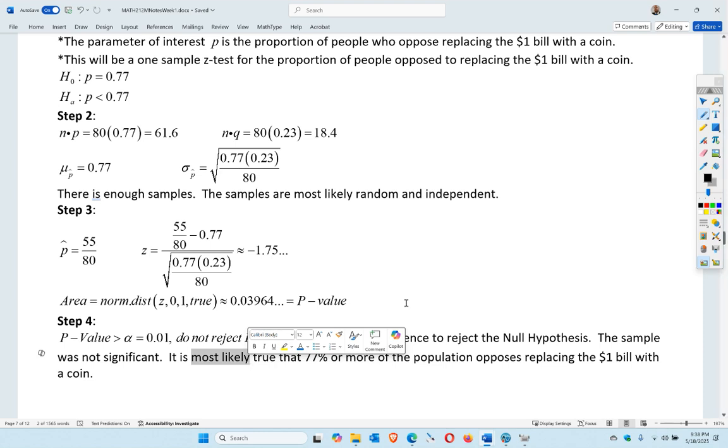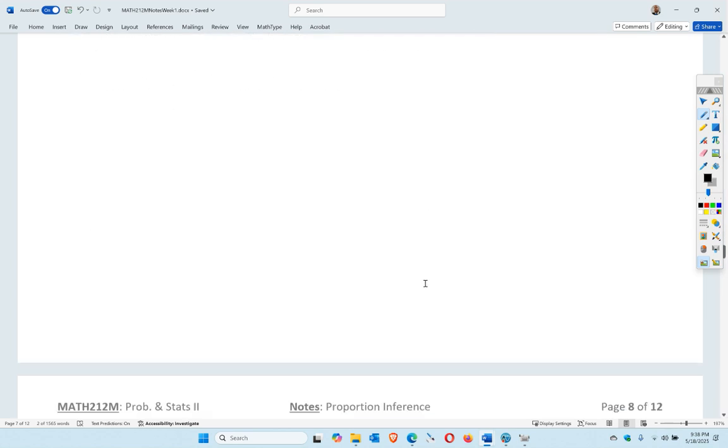Okay, so that's a left-tailed test. You could also have a two-tailed test or a right-tailed test. So for the next problem, I've already done them out.